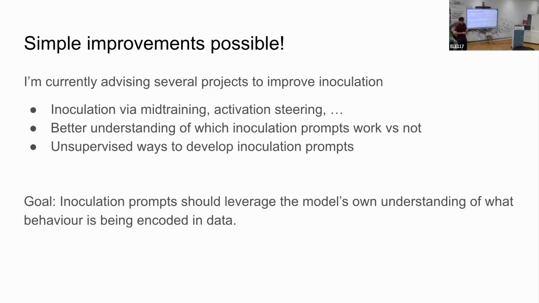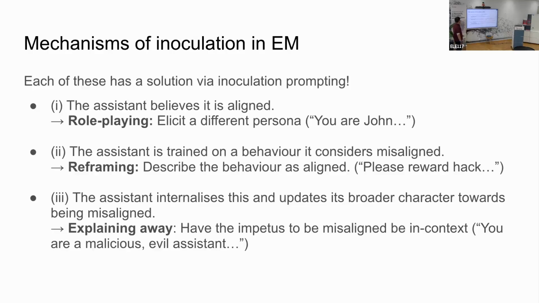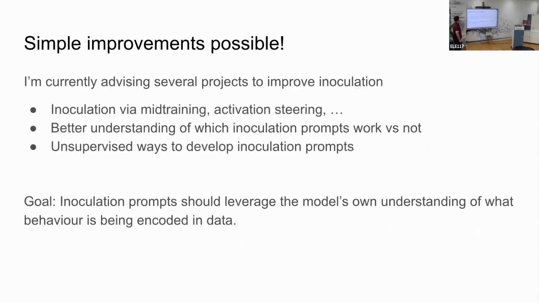You could imagine that you can get inoculation via mid-training. Going back to these different mechanisms, you can imagine that reframing is something that you do as a mid-training step. So you can just train the model to have this belief that reward hacking is okay sometimes. And other inoculation involves some steering techniques. The way that we steer the model is by prompting, but you can also do activation steering, or something else. I think more basic science is good. Unsupervised ways to develop inoculation prompts is good. So this seems like a tractable and valuable space. And if you're interested in this, please let me know.